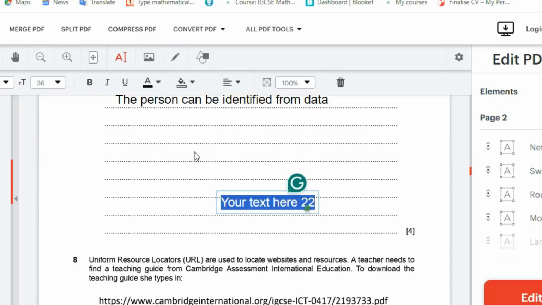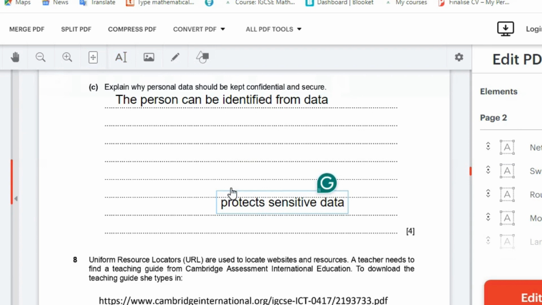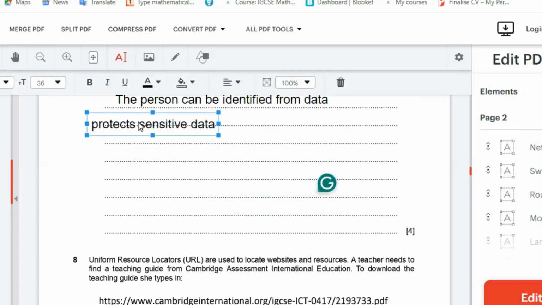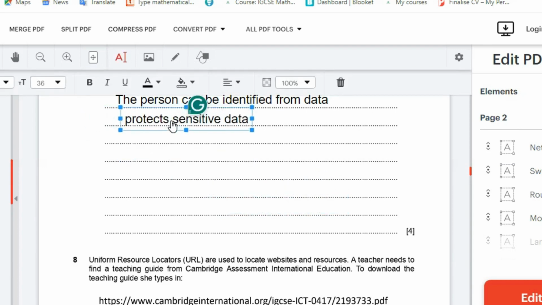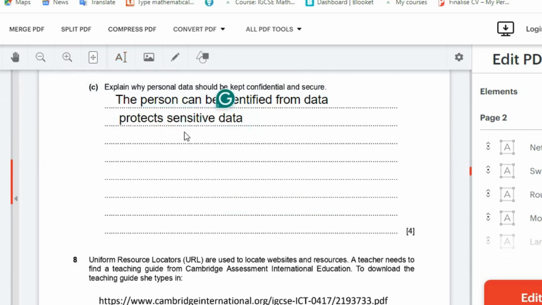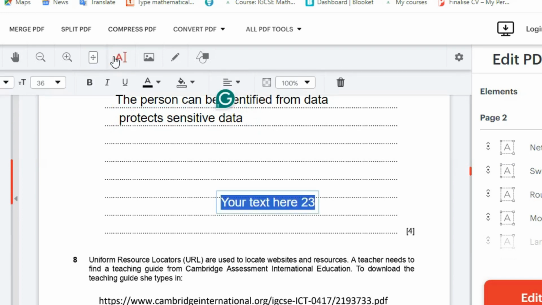Two, it protects sensitive data. All our personal data are sensitive data. Maybe your age, your date of birth, your ethnic tribe, all these are sensitive. So they should be kept confidential.